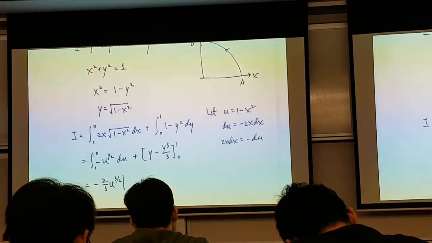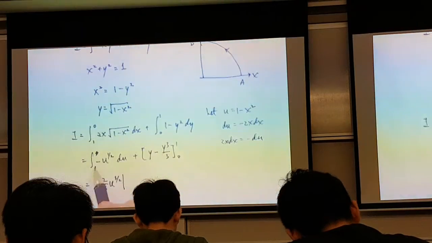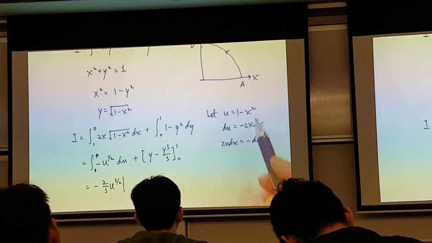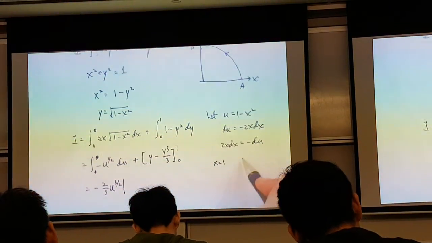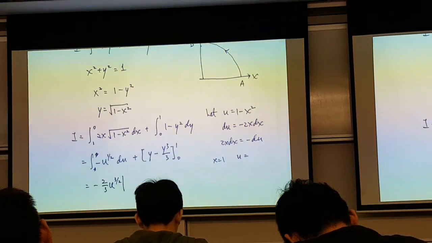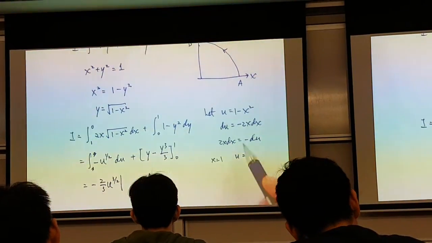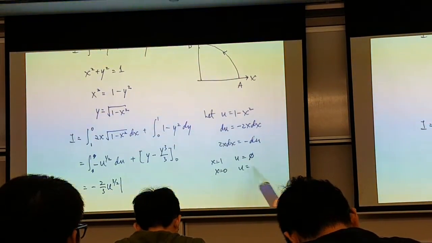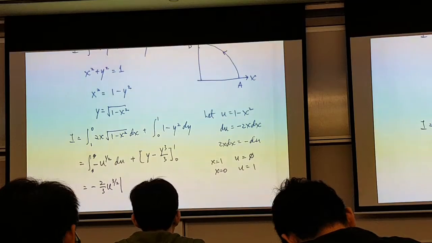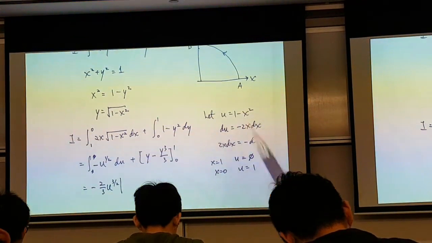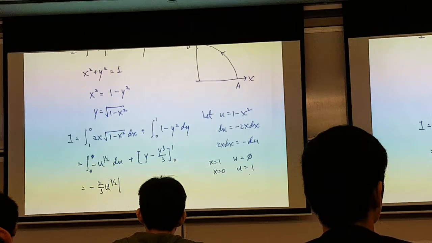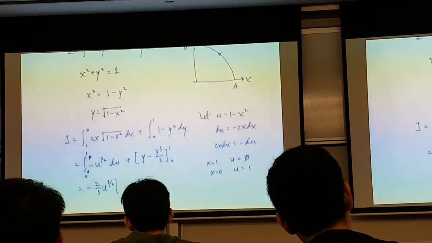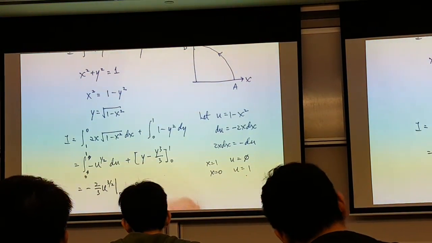And then we are evaluating it. You need to actually change the limit, right? We need to change the limit because when x is equal to 1, so you have to remember to change the limit because just now we did a substitution. So when x is equal to 1, what is your u? u is equal to 0. When x is equal to 0, u is equal to 1, based on u equal to 1 minus x squared. So we need to actually change it. So this should be 0 to 1.